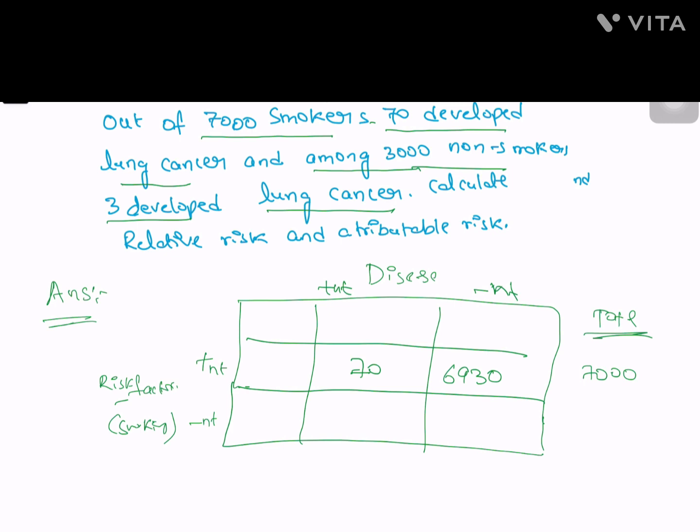Next, total non-smokers are 3,000. Of them, only 3 developed lung cancer. So 3,000 minus 3, how much? Yes, it is 2,997.